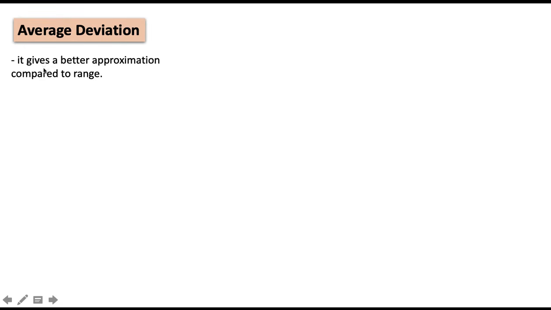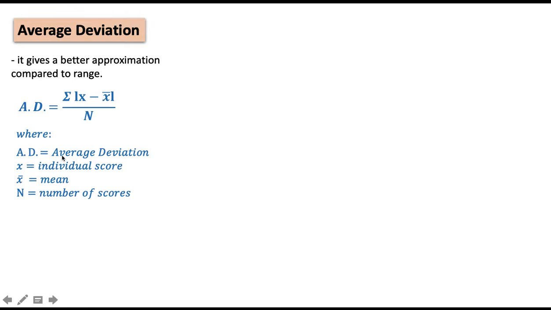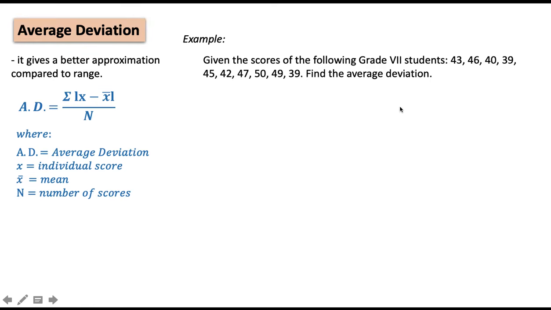Average deviation gives a better approximation compared to range. The formula used is AD is equal to the summation of the absolute value of x minus the mean, all over N, where AD represents the average deviation, x is the individual score, x bar is the mean, and capital N is the number of scores. So we will be using the same data to solve for the average deviation.